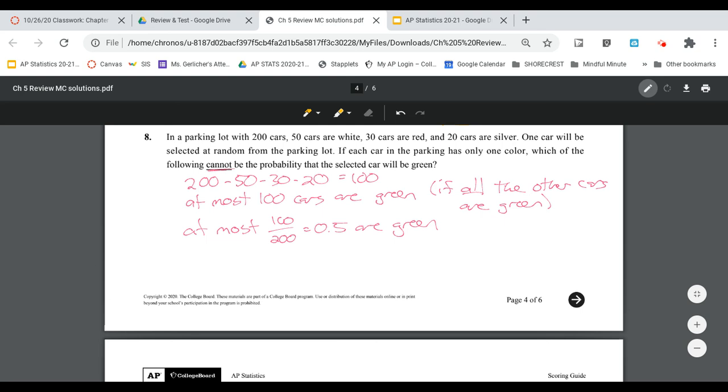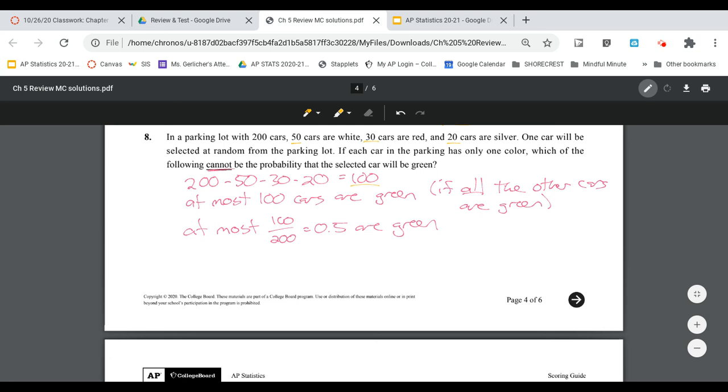Okay. In the parking lot, 200 cars, 50 plus 30 plus 20 is 100. So we know that 100 of those cars are not green because they're either white, red, or silver. And we said there can only be one color on a car. We don't know of the other 100 if they're all green, or if some of them are green and some of them are purple. We don't know.